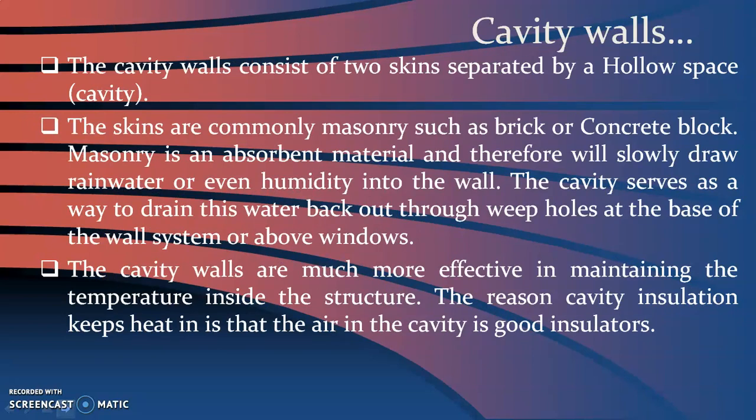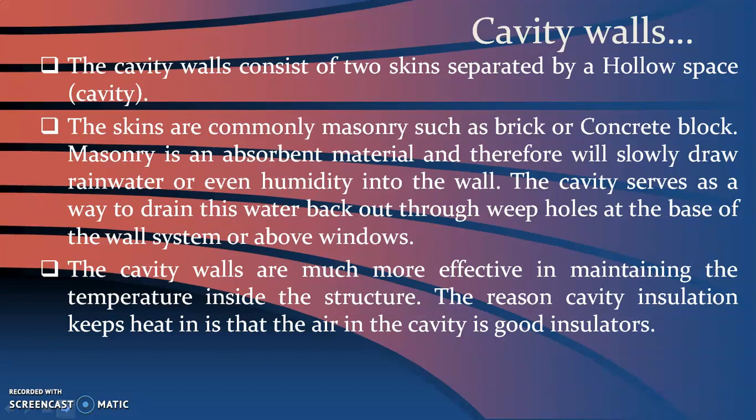Next is the cavity walls. The cavity wall consists of two skins separated by a hollow space or cavity. Here the skin denotes the different thinner walls which are constructed with a certain cavity in between. The skins are commonly masonry such as brick or concrete block.